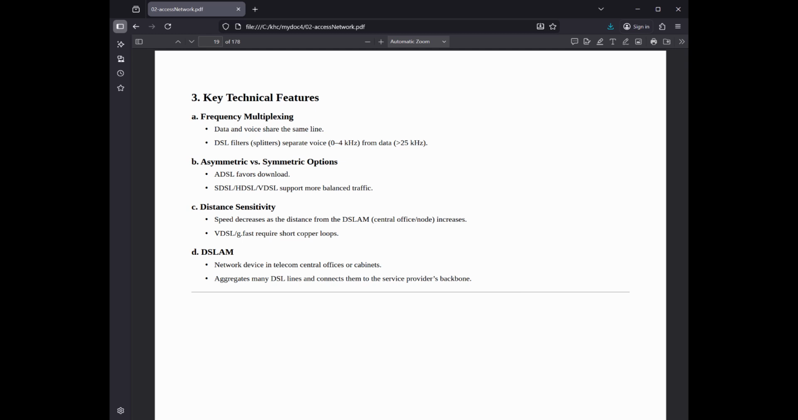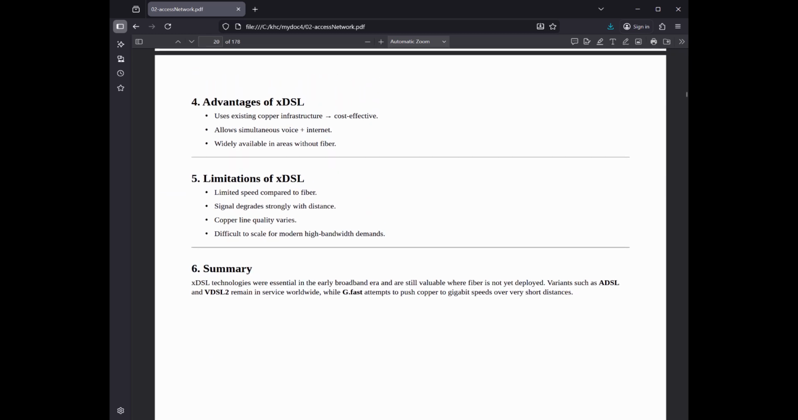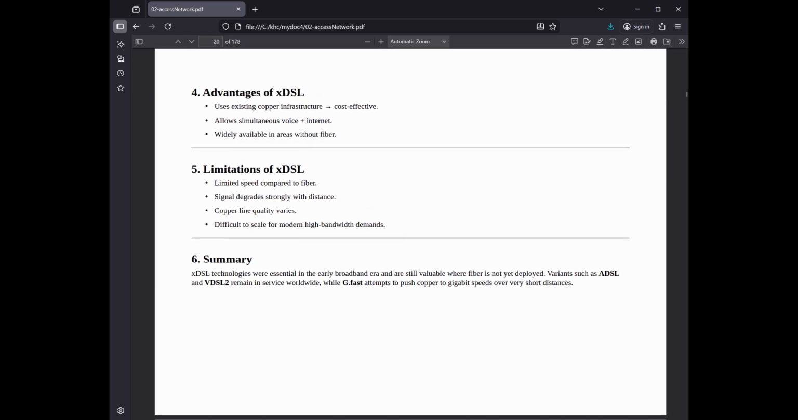Advantages of XDSL: cost-effective infrastructure. It utilizes the massive global network of existing copper telephone lines, avoiding expensive new cabling projects. Simultaneous use. Users can talk on the phone and browse the internet at the same time on a single line. Dedicated connection. Unlike cable internet, DSL provides a dedicated line from the home to the exchange, meaning speeds are not typically affected by neighbors' usage. Widely available, because it relies on phone lines, it reaches many areas where fiber or cable have not yet been deployed.